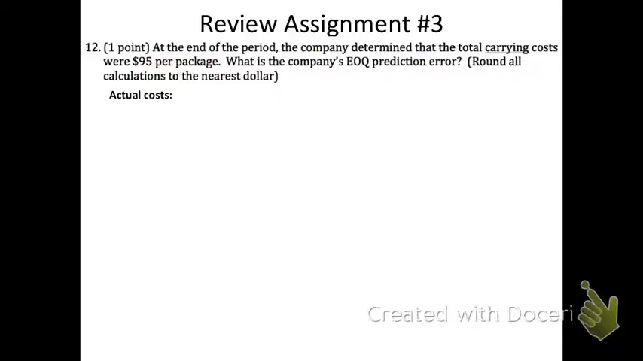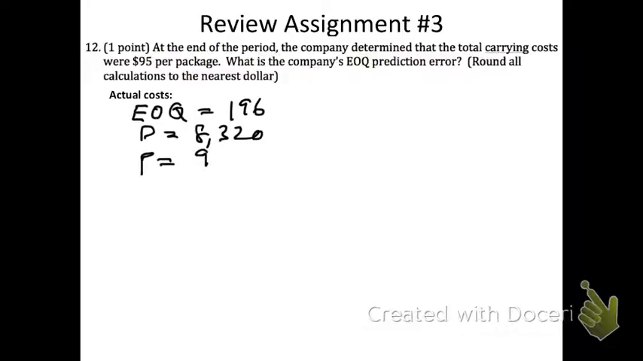And so if you look at what actually happened, we actually used an economic order quantity of 196 packages. Our demand, we correctly predicted at 8,320. Even though that's one of the parameters that could change in this problem, we correctly predicted it. Our ordering costs, we correctly predicted at $94.50. And our carrying costs, we did not predict correctly, and those carrying costs were actually $95 per package. So again, we're looking at the actual costs here.